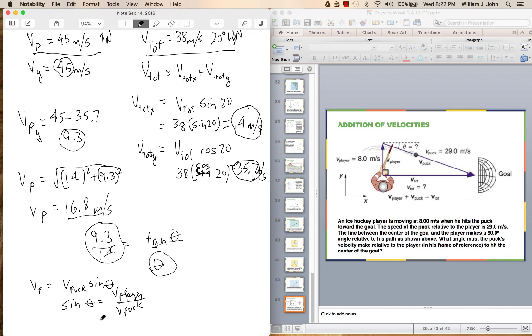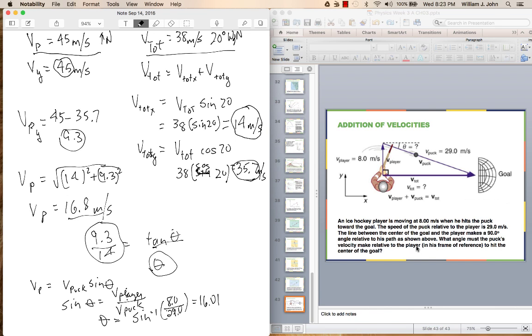And that means that theta is going to equal the sine minus 1, or the inverse sine function of this, and we know the velocity of the player is 8, and the velocity of the puck is 29. And so if we do the math here, we get 16.01.